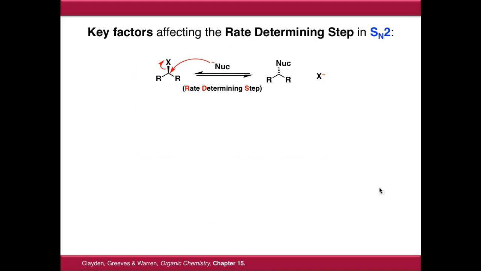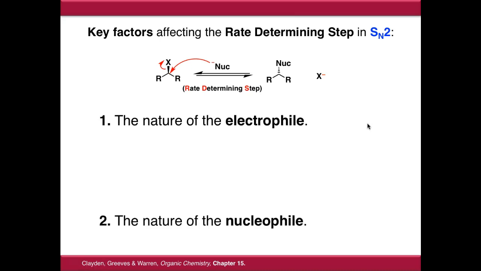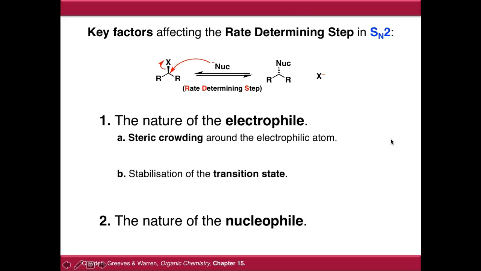So, key factors affecting the rate determining step in SN2. Well, the rate determining step now involves two molecules. It involves the electrophile and it involves the nucleophile. So the nature of the electrophile is important, as is the nature of the nucleophile. Now, the electrophile in this case can be broken down into steric crowding around the electrophilic atom and stabilization of the transition state. And we'll come on to those two things in a moment.